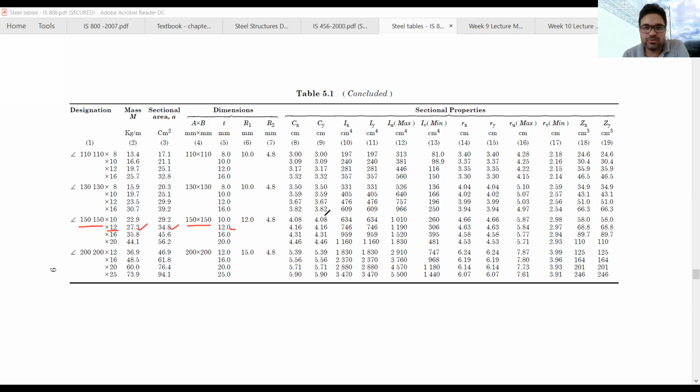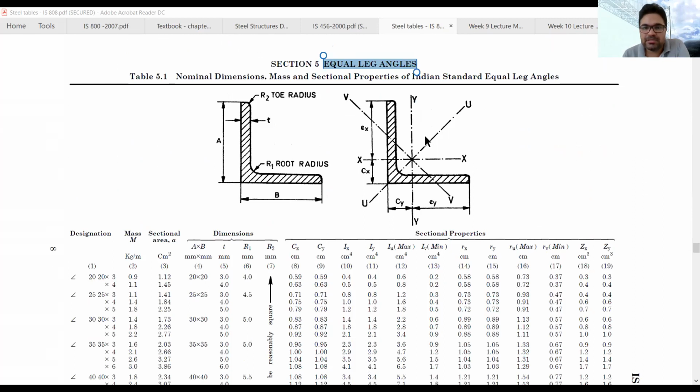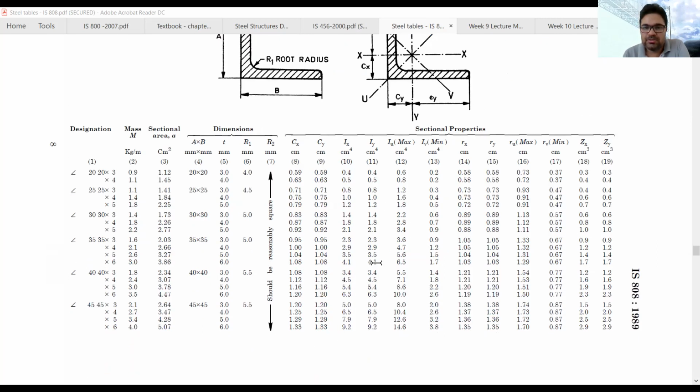Similarly, R1, R2, and CX, CY. Well, CX is the distance of the CG of the angle section from the x-axis, and CY is the distance of the CG from the y-axis. I will show you that first, because we will be using these CX and CY values later. There you can see this is the CX value, and this one is the CY value. So these CX and CY values can also be obtained from the steel table.